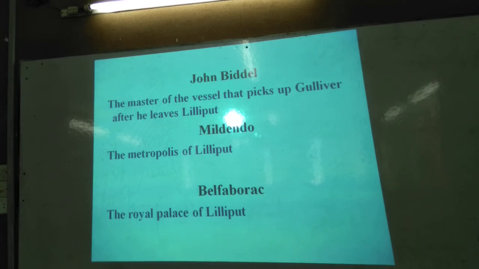Next one, Bellfaborac, already we mentioned this, the royal place of Lilliput, or the palace. The Prime Minister of Bangladesh lives in Gonobhobon, and the President lives in Bongobhobon. Similarly, the Emperor of Lilliput lives where? Bellfaborac. Okay, he lives in the palace.